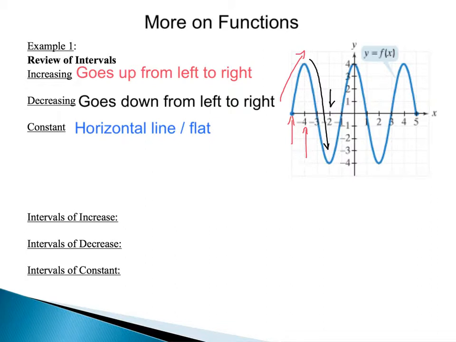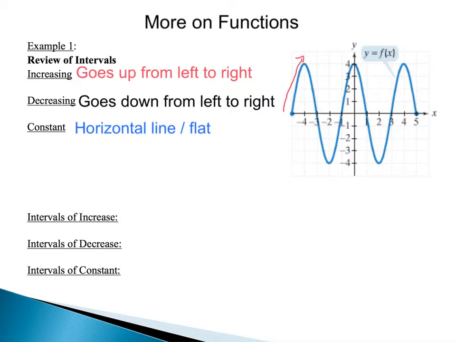So with that in mind, then, we want to use this graph and we want to find the actual intervals of increasing, decreasing, and constant. So again, the intervals of increasing will be going up from left to right, decreasing going down from left to right, and then constant would be a horizontal or flat line. So our first interval of increase, as we saw before, would be starting at x equals -5 and going up to x equals -4. Now, a few quick notes.